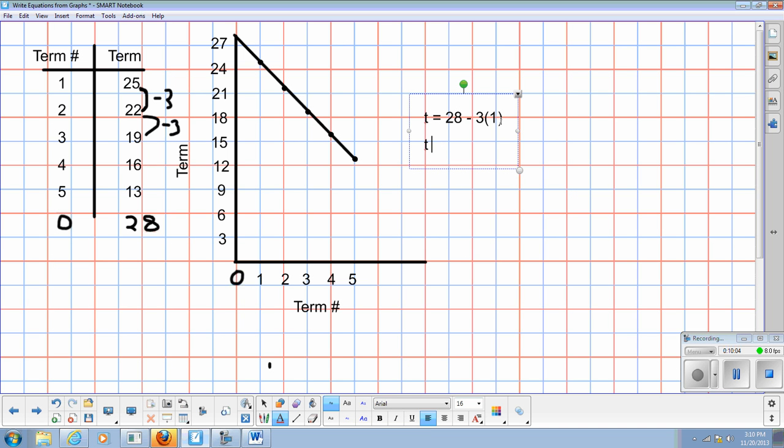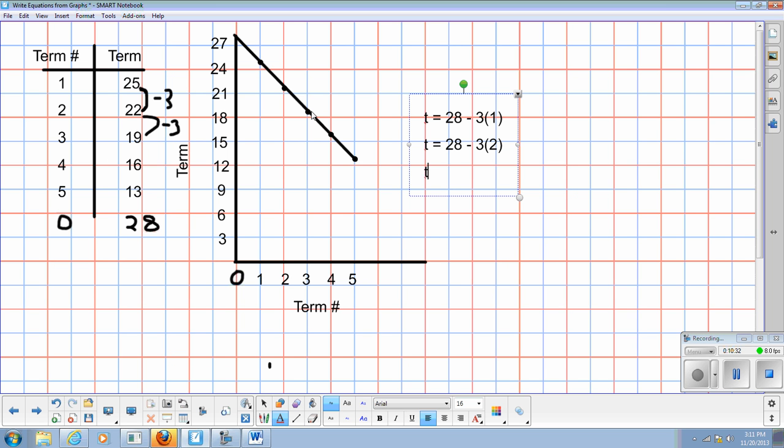term equals starting number 28. We're minusing 3. So how many times, if I start here, I minus 3 once to get to 25. I minus 3 a second time to get to 22. So now I am minusing 3 2 times. To get to the third dot, 28 minus 3 minus 3 minus 3.